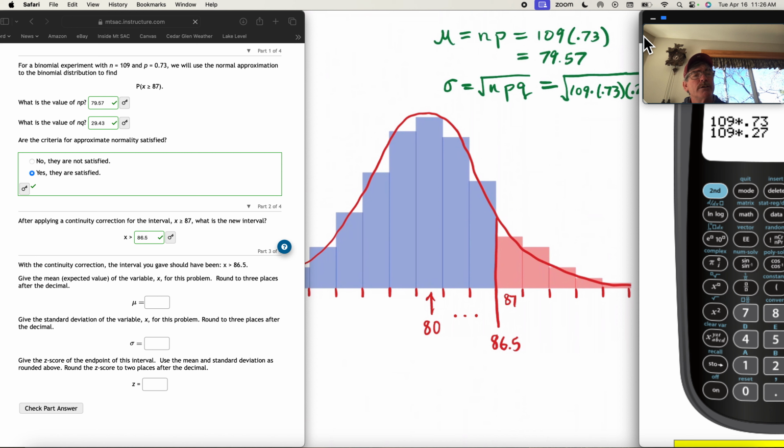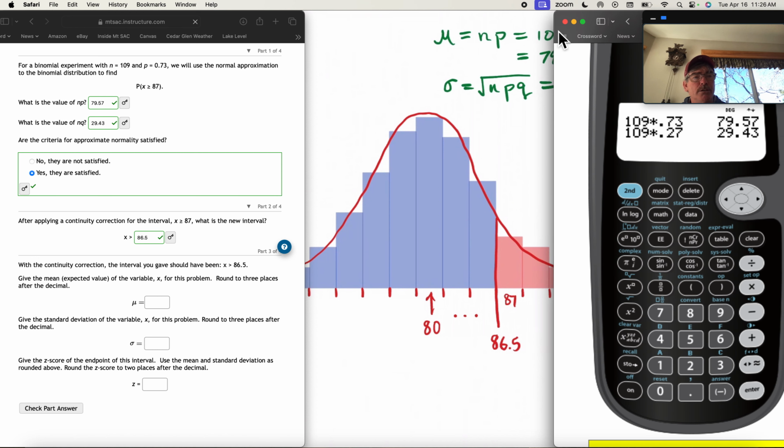If I can figure out how to pull it out. There we go. So square root of 109 times 0.73 and times 0.27. Okay, so this will be our standard deviation.